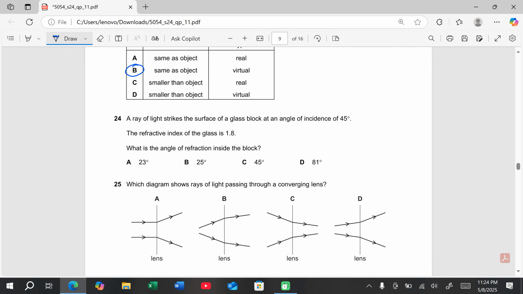Now let's move on to 24. A ray of light strikes the surface of a glass block at an angle of incidence 45. The refractive index of glass is this. What is the angle of refraction inside the block? Okay, so this is going to be n equals sin i over sin r.